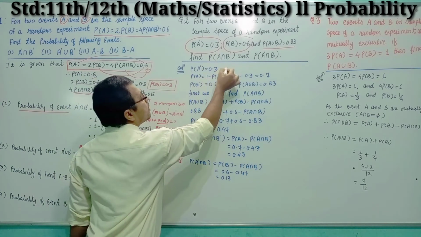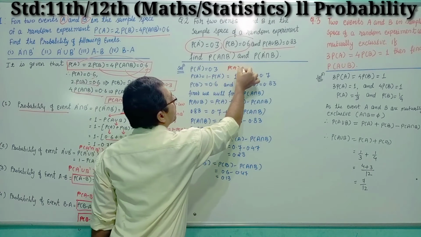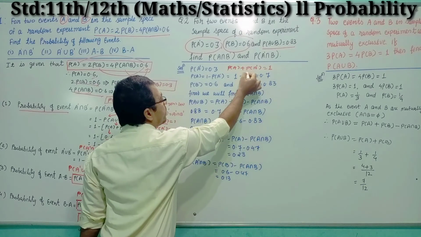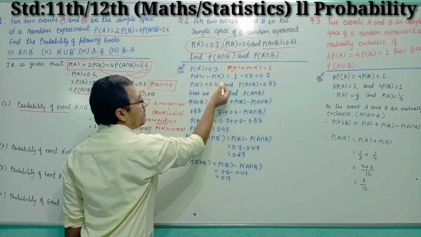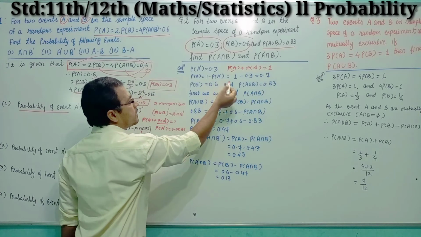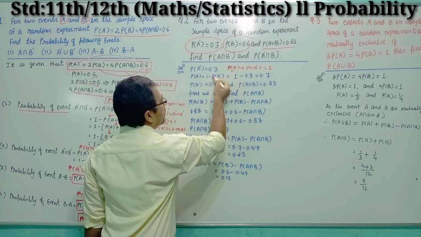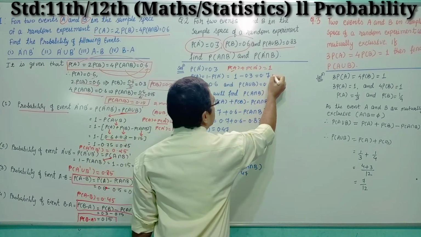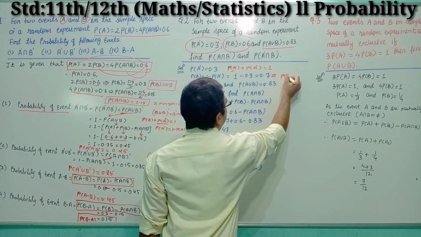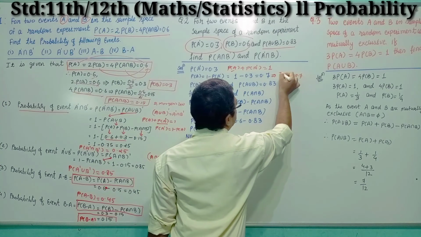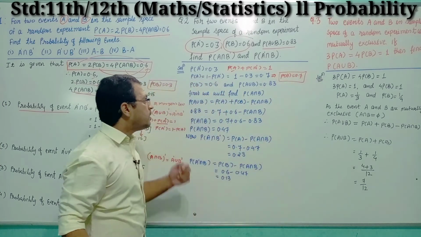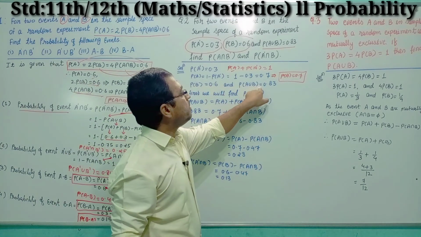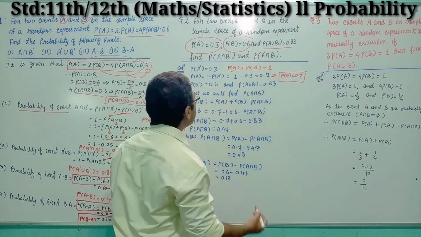So we know that P of A plus P of A dash is equal to 1. So from here you can find out P of A. So P of A will be what? 1 minus P of A dash. So 1 minus P of A dash, which is 0.3. So P of A is what? 0.7. So P of A is equal to 0.7. Right? Okay. P of B is 0.6 and P of A union B is 0.83 from the data.